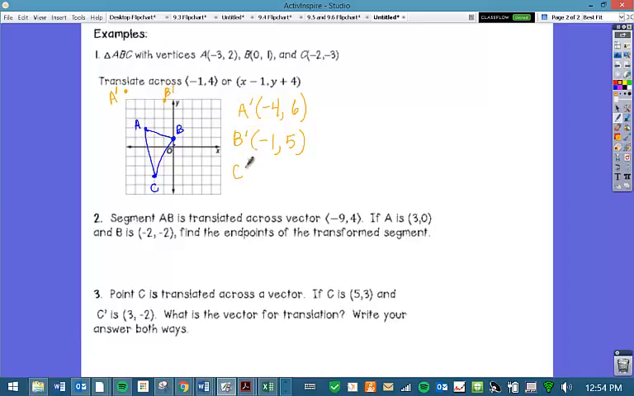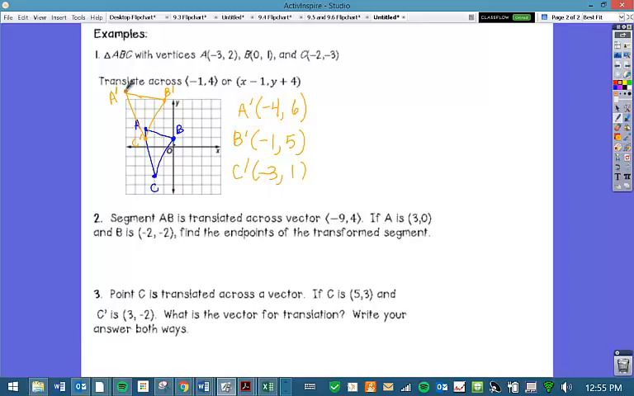And then C prime, my C x coordinate is -2, so -2 minus 1 is -3. -3 plus 4 is 1. So it looks like I just took this blue triangle and I slid it to the left and up to get my new triangle A prime, B prime, C prime.